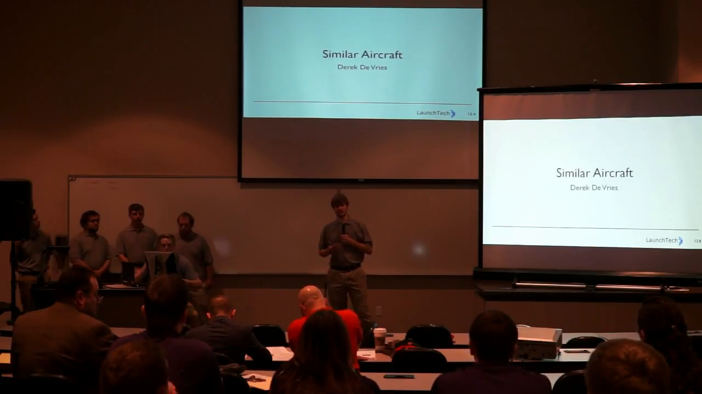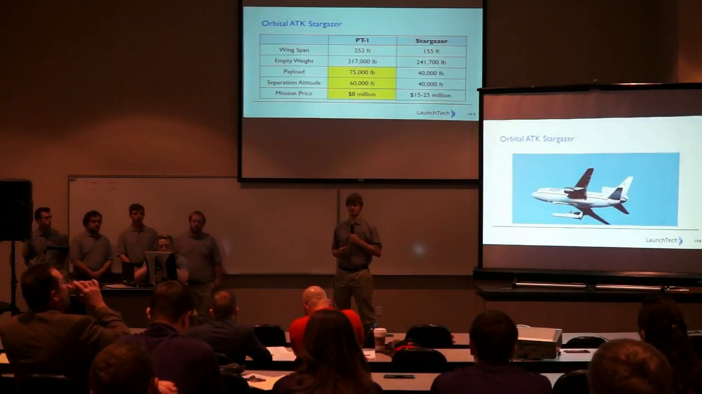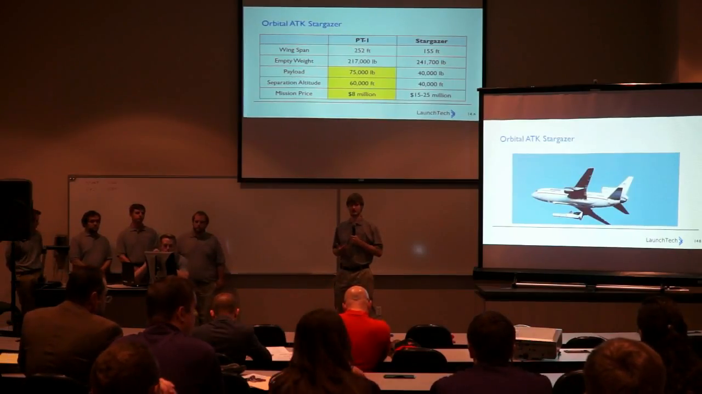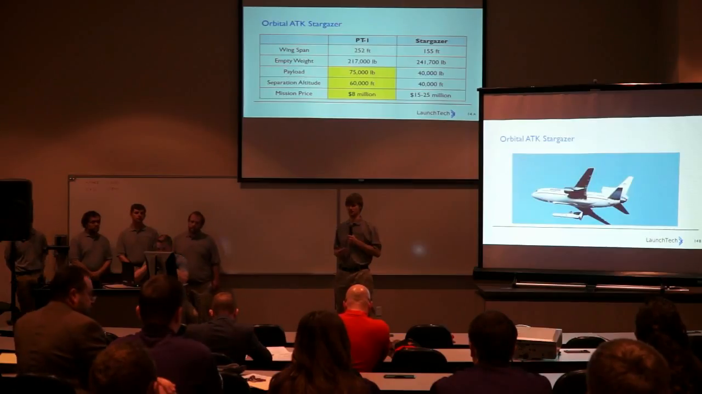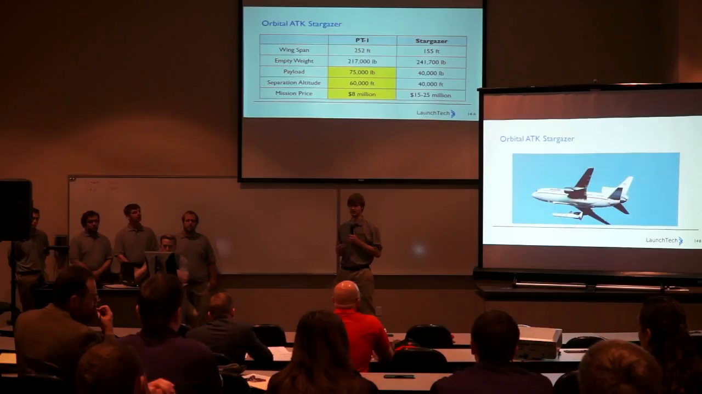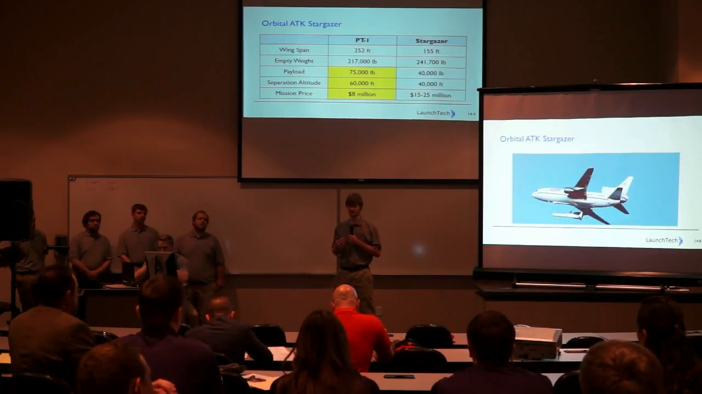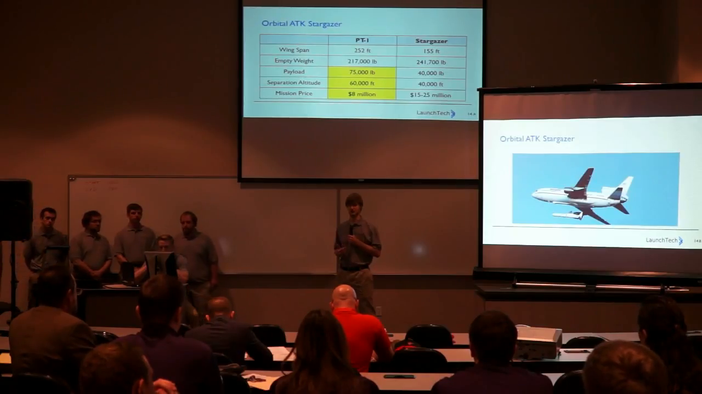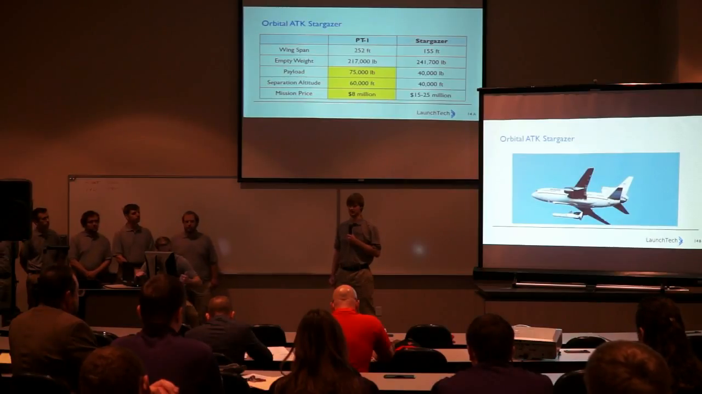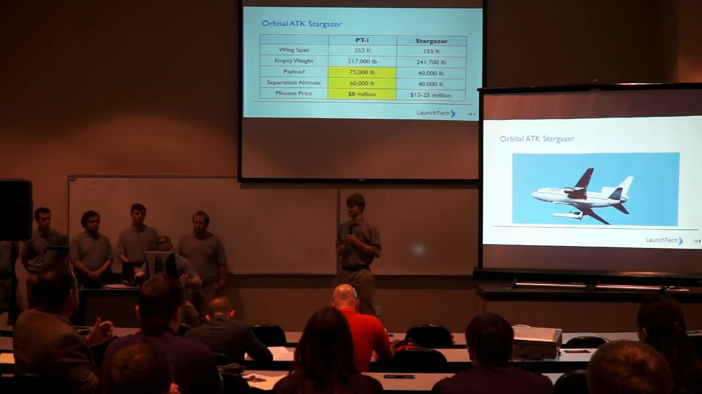Now I'll discuss similar aircraft. During the design process, we looked at several other two-stage launch vehicles that are currently on the market. One example of this is the Orbital ATK Stargazer. The Orbital ATK Stargazer is capable of taking a 40,000-pound payload up to 40,000 feet with an approximated mission cost between $15 and $25 million. PT-1 is capable of carrying 75,000 pounds to 60,000 feet for a mission price of $8 million.